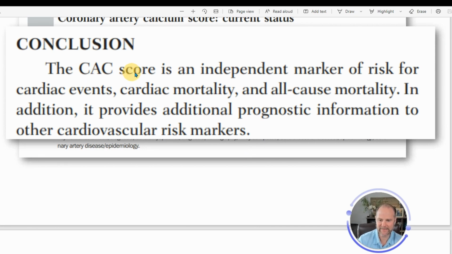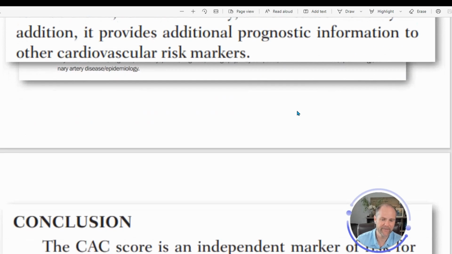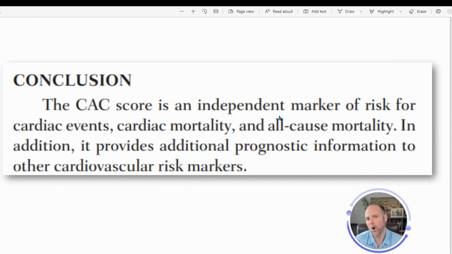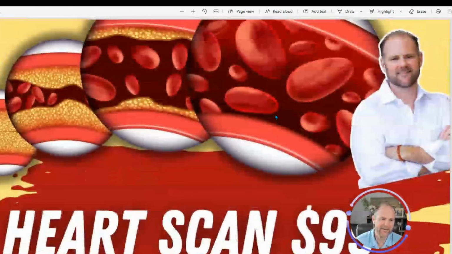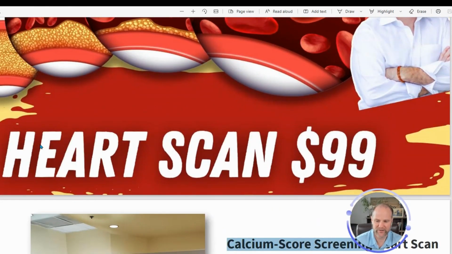So here's another study right here. It's showing that the CAC score is an independent marker of risk for cardiovascular events, cardiac mortality, and all-cause mortality. So this is just a good diagnostic test to really tell you how your heart's in, how your cardiovascular system is in. So basically, it's $99. You just literally go to a local scanning place, call them up, tell them that you want this scan done. My places didn't even work with insurance here in Minnesota.